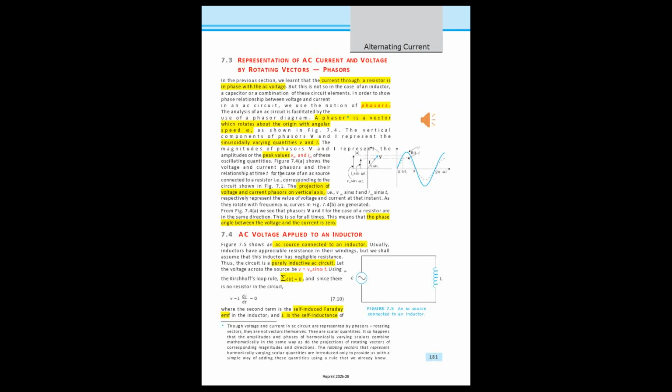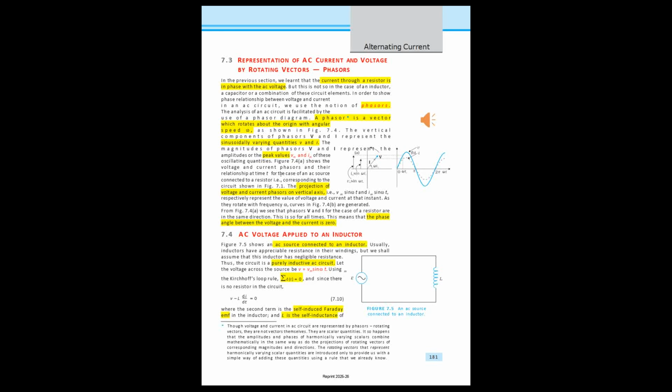AC voltage applied to an inductor. Figure 7.5 shows an AC source connected to an inductor. Usually, inductors have appreciable resistance in their windings, but we shall assume that this inductor has negligible resistance. Thus, the circuit is a purely inductive AC circuit.